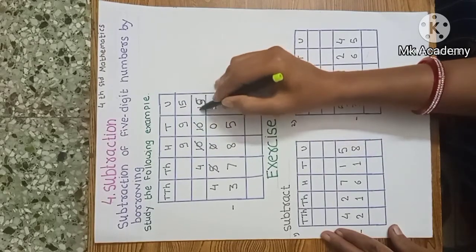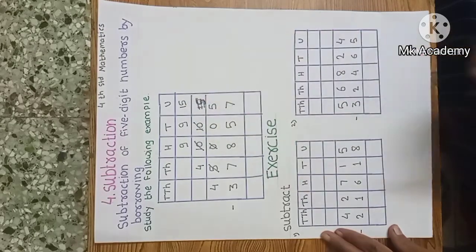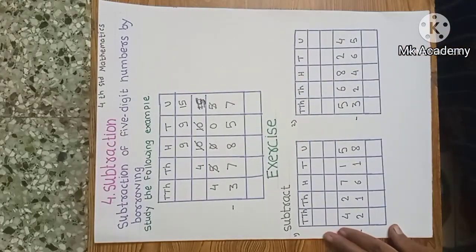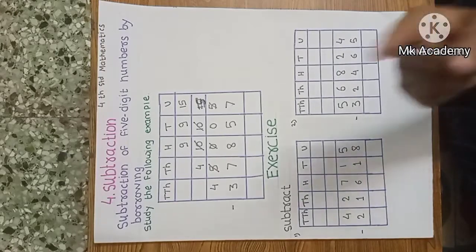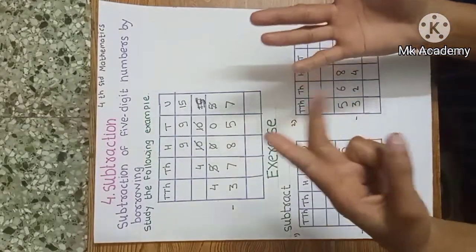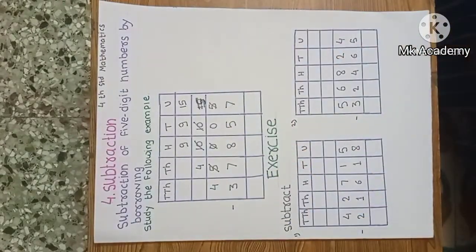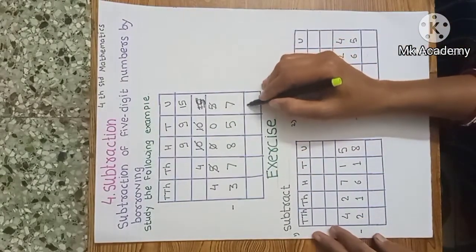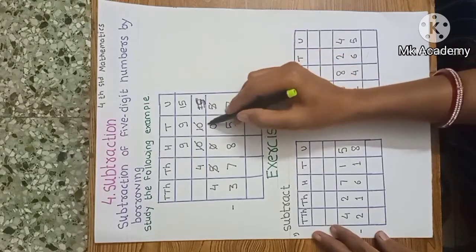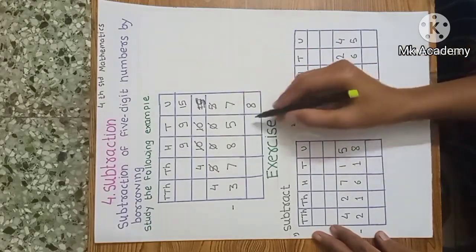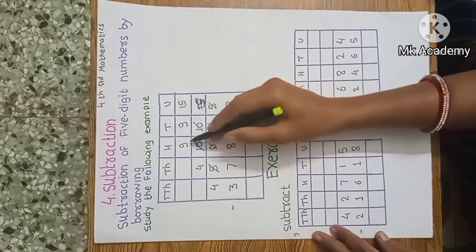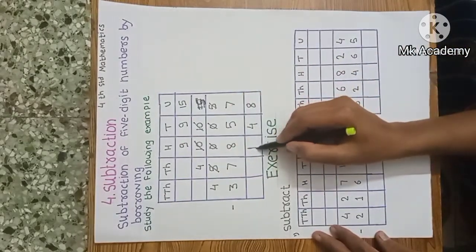15 units. Now 15 units minus 7 units. How many units remain? Let's count. 8, 9, 10, 11, 12, 13, 14, 15. 8 units. Now tens. 9 minus 5. How many tens remain? 4. Now 9 minus 8. 1.